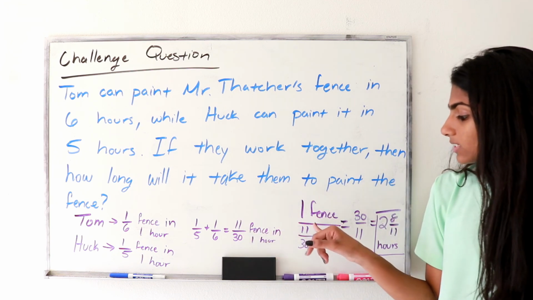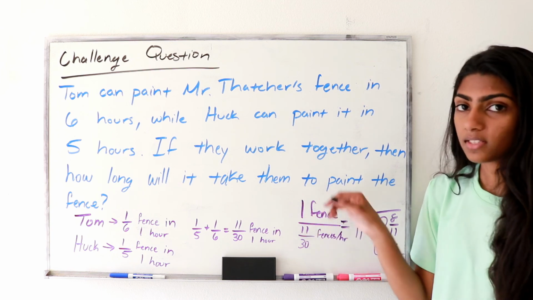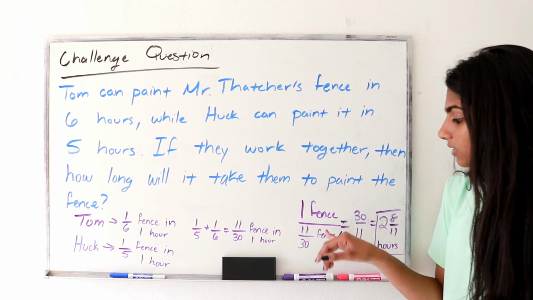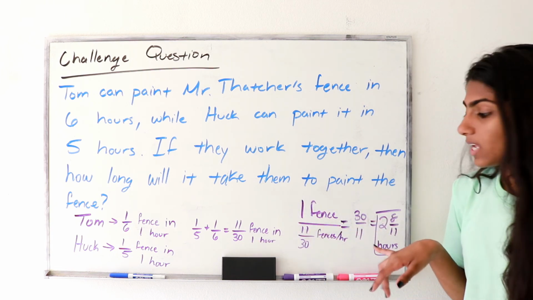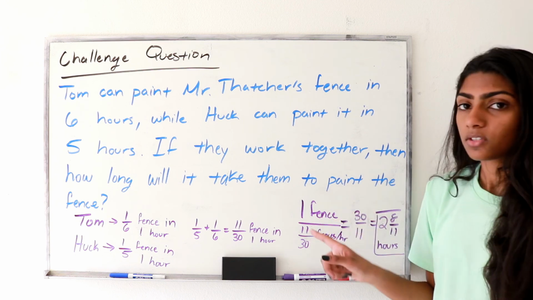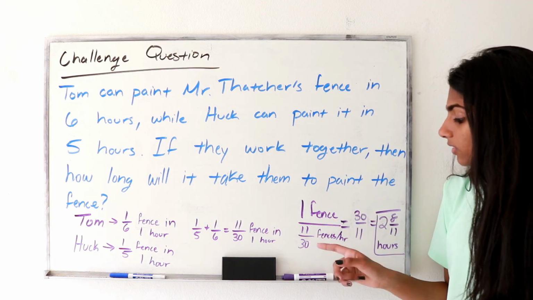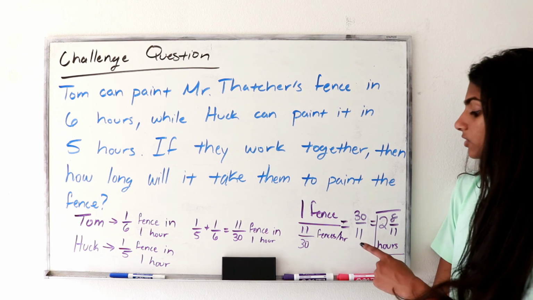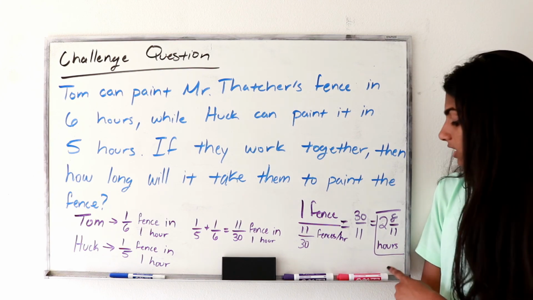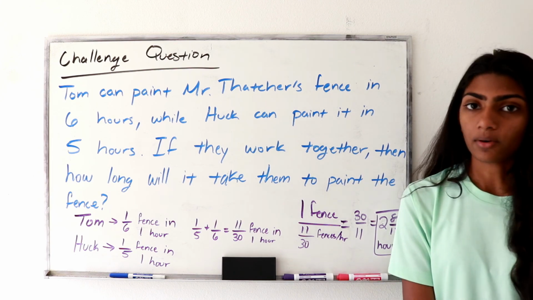And now we want to say that we want to paint one fence using this rate to find how long it'll take. So we put one fence over 11 over 30th fences per hour, which equals 30 over 11, which finally equals 2 8/11 hours.